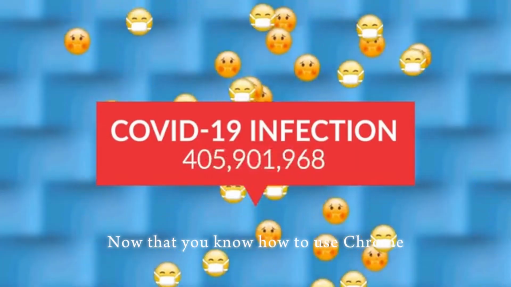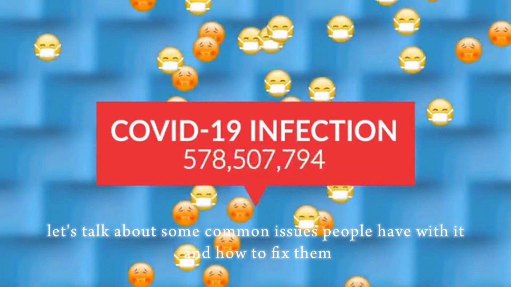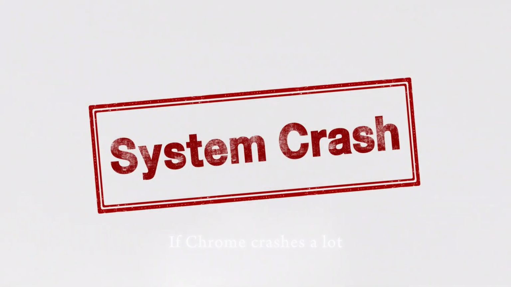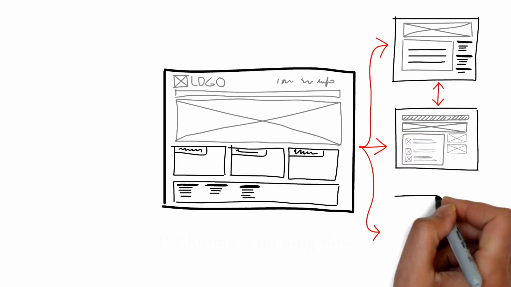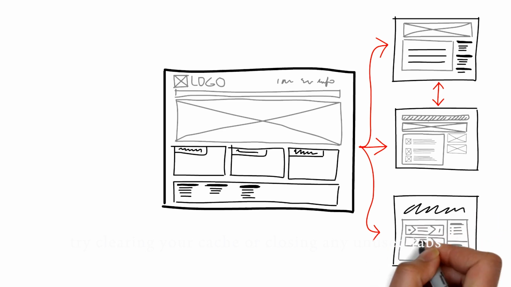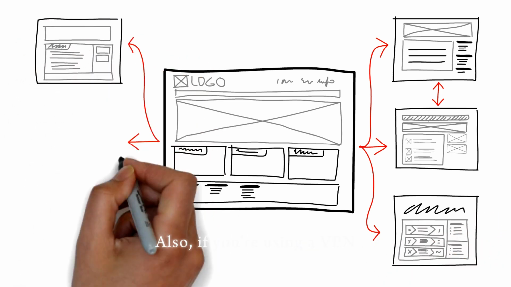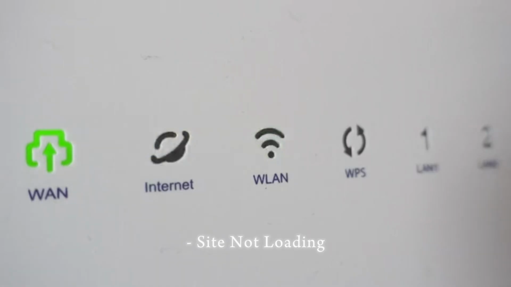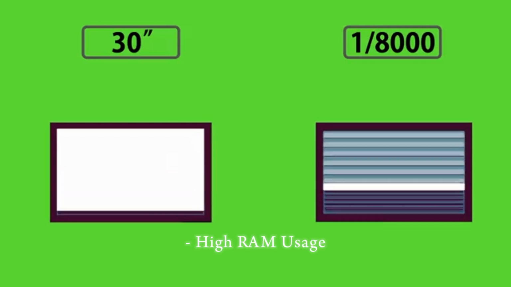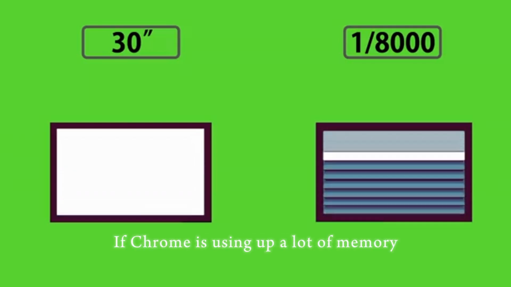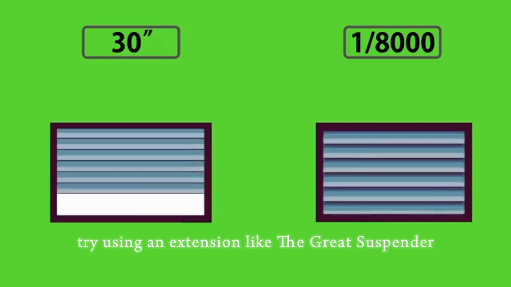Okay, now that you know how to use Chrome, let's talk about some common issues people have with it and how to fix them. Chrome crashes. If Chrome crashes a lot, try updating it or disabling any extensions you recently installed. Slow performance. If Chrome is running slow, try clearing your cache or closing any unused tabs. Also, if you're using a VPN, try turning it off. A site not loading. If a website isn't loading, double check your internet connection or disable your VPN. High RAM usage. If Chrome is using up a lot of memory, try using an extension like The Great Suspender.